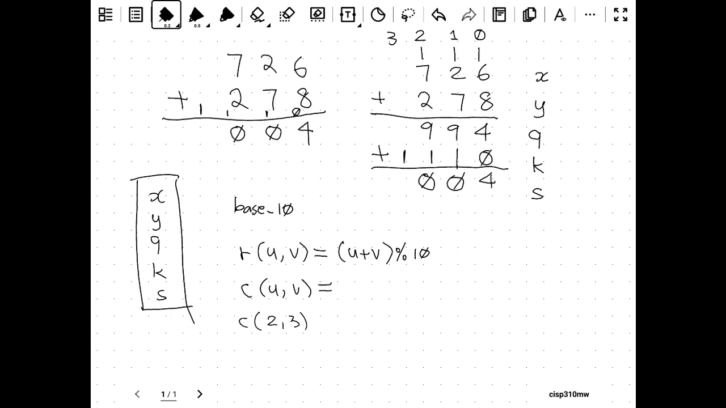We want C. Let me give you some examples. C of 2, 3 is going to be a 0 because 2 plus 3 does not create a carry of 1. C of 6, 8 is going to be a 1 because 6 plus 8 is greater than or equal to 10, and therefore we end up with a carry of 1. C of 9, 1 is also going to be a 1 because 9 plus 1 is 10, which is greater than or equal to 10, and that's why we end up with a carry of 1. I have just spelled out the actual expression, just not in symbols. Go ahead, give it a shot.